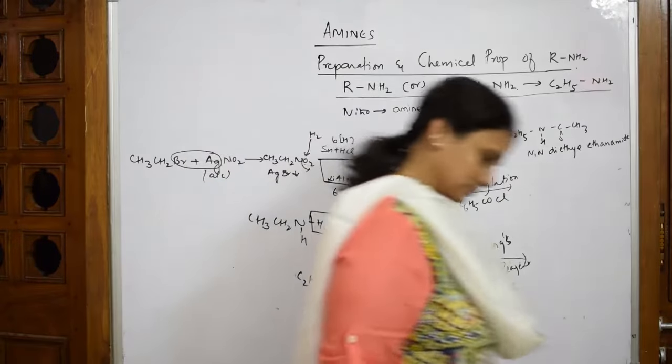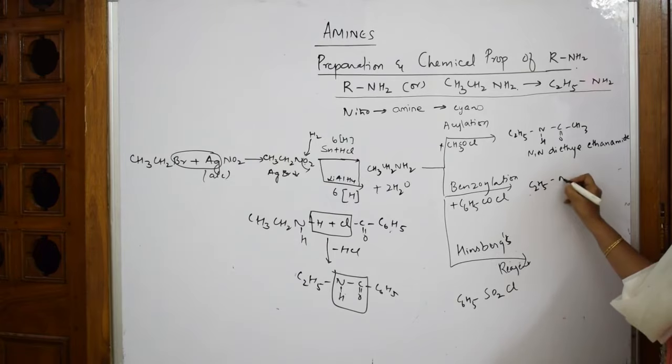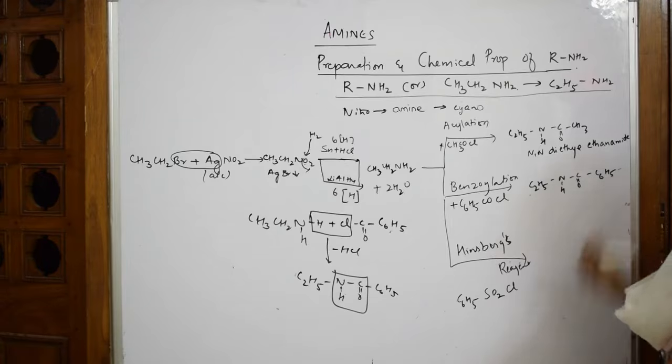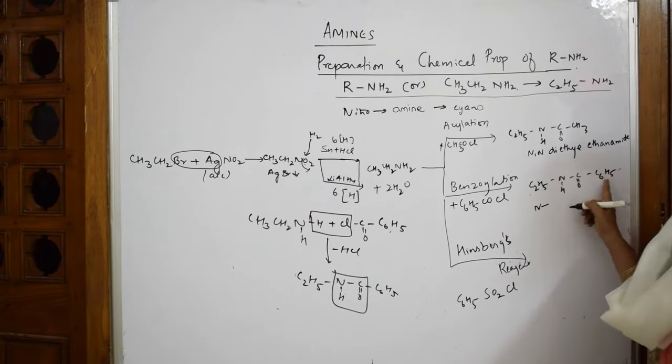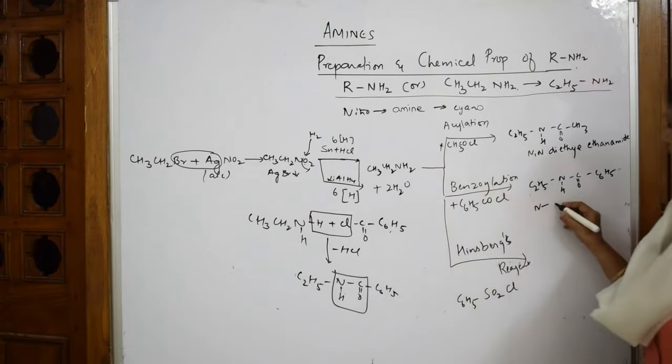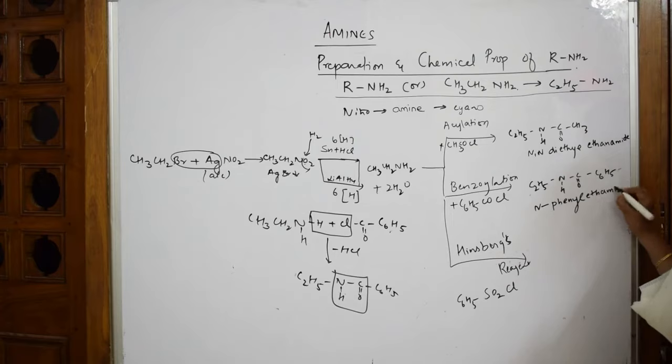Yes, now let us write the product here. C2H5 NH C double bond O C6H5. Right? So now what is this compound? Now N. This is phenyl ring, isn't it? Not benzyl. Phenyl, one hydrogen less. So phenyl. Right? Now ethanamide. Why amide? Because of this group.